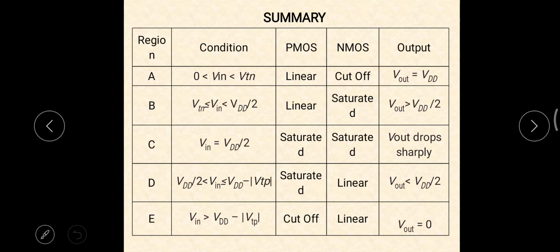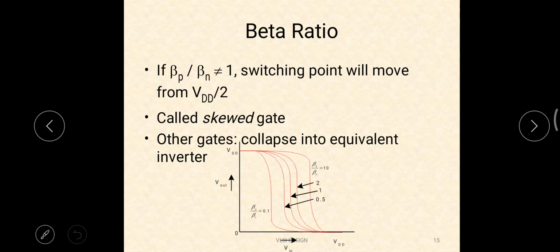We derived the input voltage versus output voltage relationship, and we should consider some more points regarding the DC transfer characteristics, that is beta n by beta p or beta p by beta n. It plays a very important role. In region C alone, I assumed beta p is equal to beta n, but in reality we cannot expect that the gain of NMOS will be equivalent to the gain of PMOS, because the mobility of electrons and mobility of holes will not be the same.